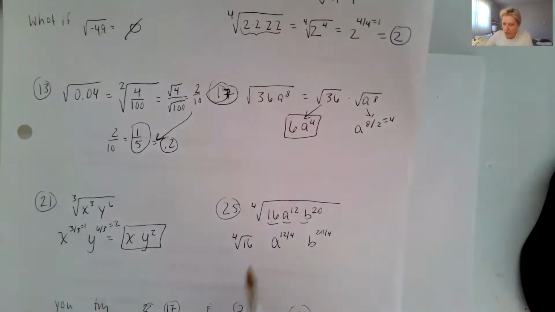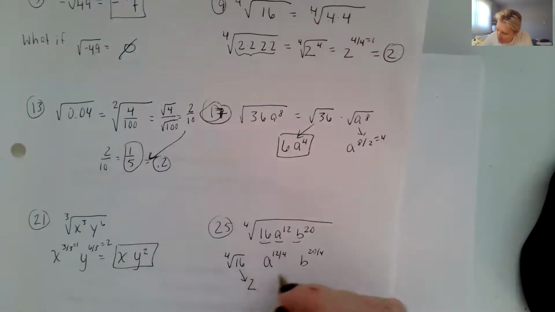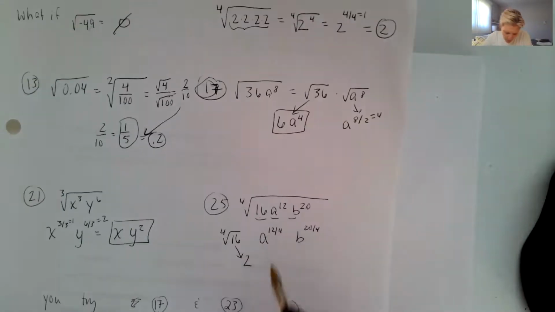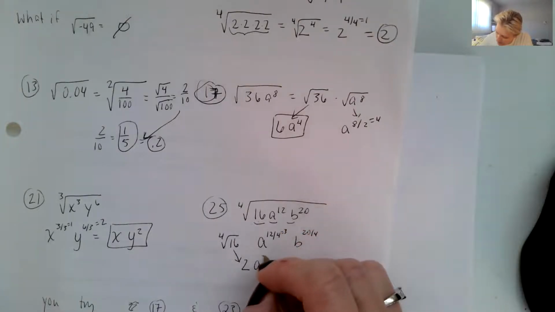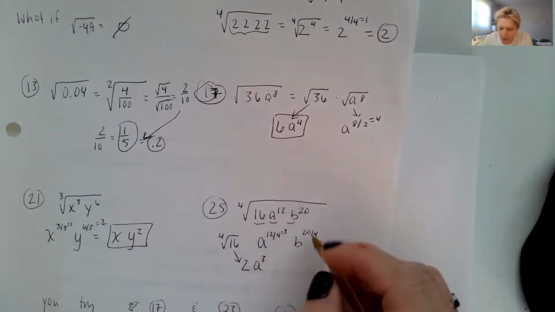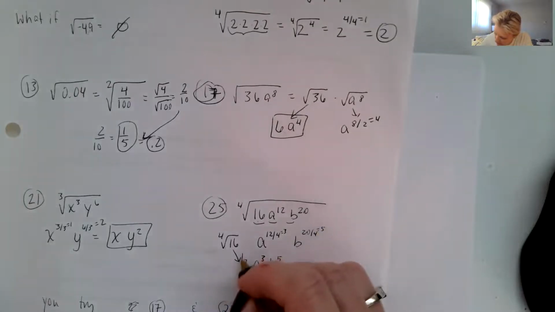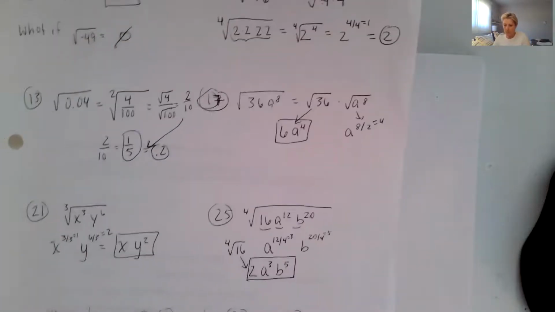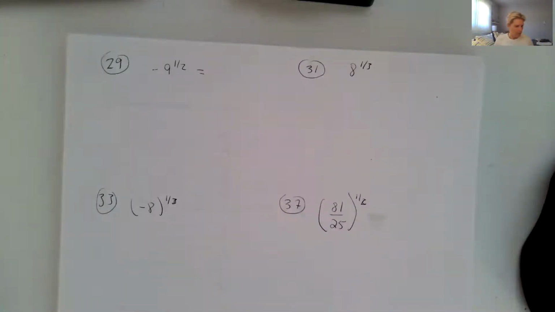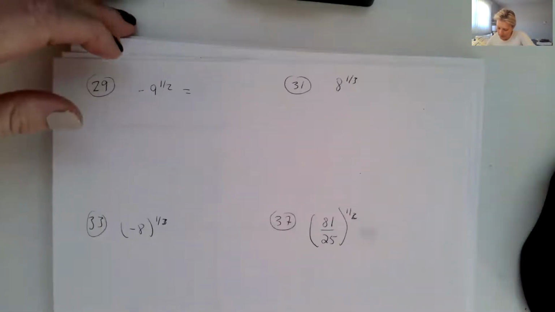Now, we already know the fourth root of 16 up here. We did that. Fourth root of 16 is 2. So that's 2. And then the a to the 12 over 4, 12 over 4 is 3. So this is a to the 3. And then b to the 20 over 4 is 5. So this is b to the 5th. Okay. We have a bunch more we're going to work on.